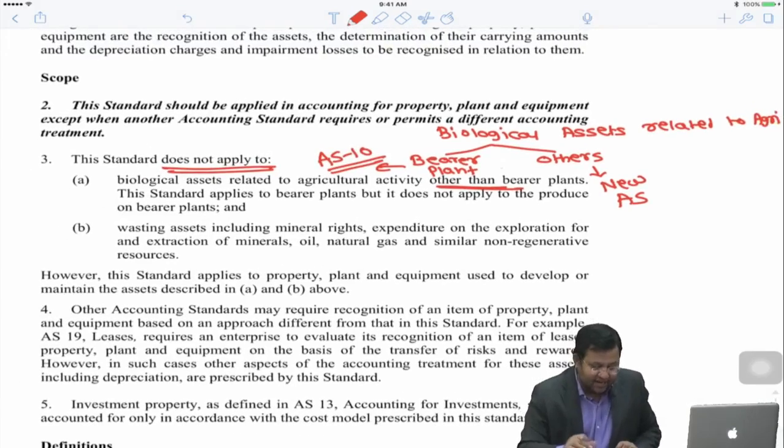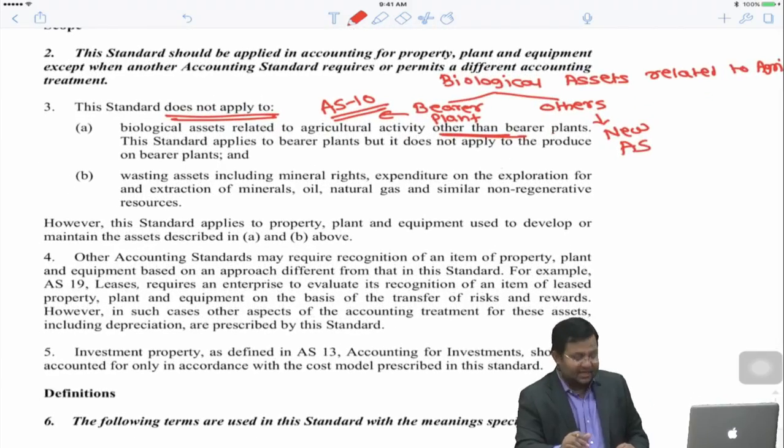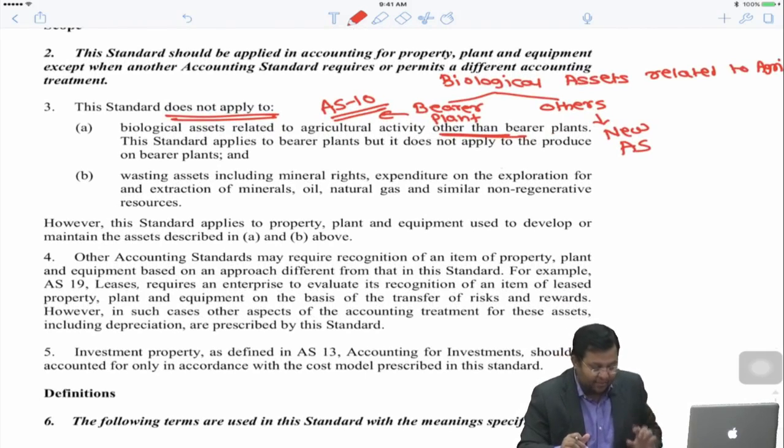So, standard does not apply to biological assets related to agriculture other than the bearer plants, full stop. This standard applies to bearer plant, but it does not apply to the produce on the bearer plant. Bearer plant is covered, but the produce on the bearer plant is the others category.